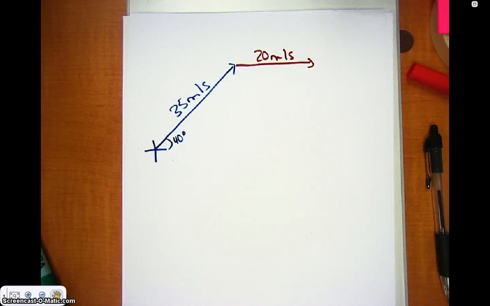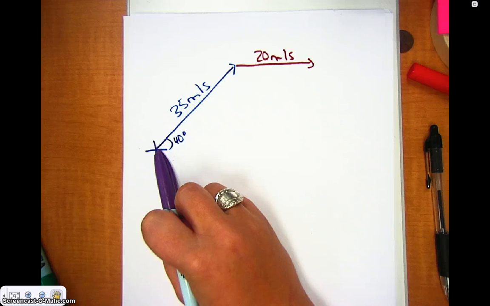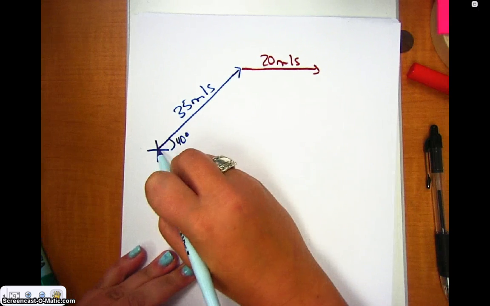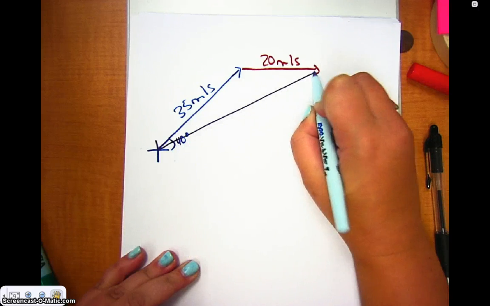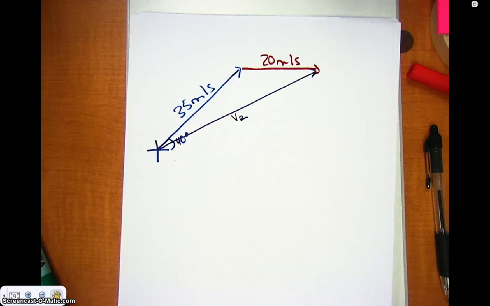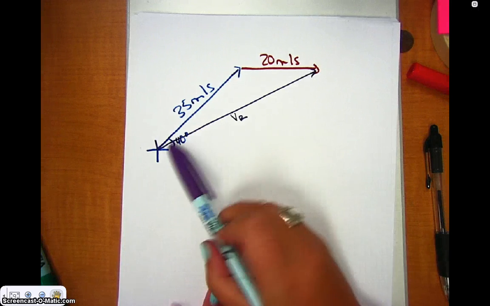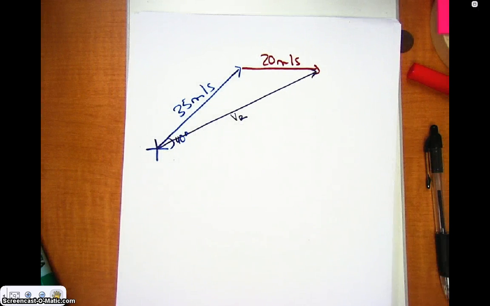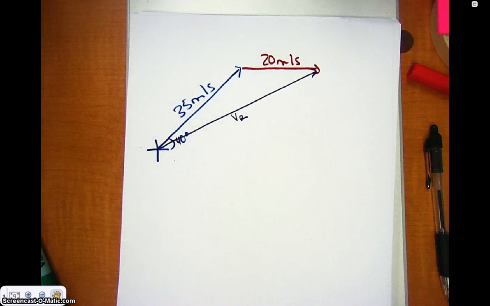Remember that the resultant is going to be from the tail of the first to the tip of the last. So my resultant would actually be this. This is my resultant vector, and I want to know what the magnitude is and the direction. The magnitude is the length of the vector, and the direction would be described by the angle, right? In order to do this, I need to use my components to figure it out.